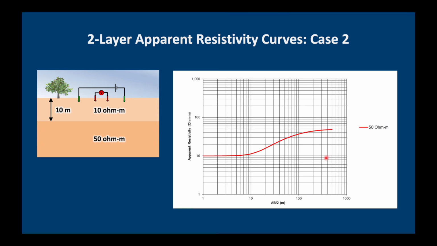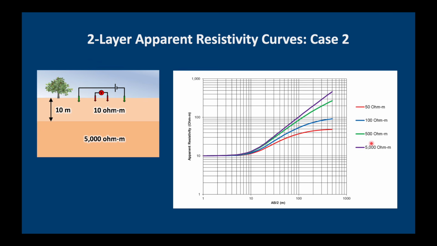In this case, we have a low resistivity top layer overlying a more resistive second layer. You see that it starts at 10 ohm meters and it goes towards our 50 ohm meter second layer. Let's change that to 100 ohm meters and 500 ohm meters and 5000 ohm meters.